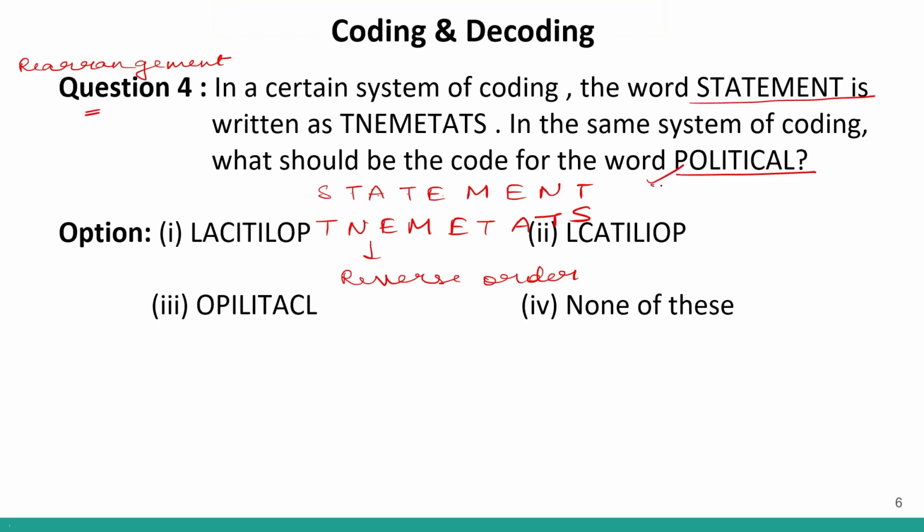So we will follow the same code for political. We will reverse the order. So if I write it in reverse order, it will be LACITILOP. This will be the reverse order. This is given in option number 1. So option number 1 will be the answer to this question. Clear?